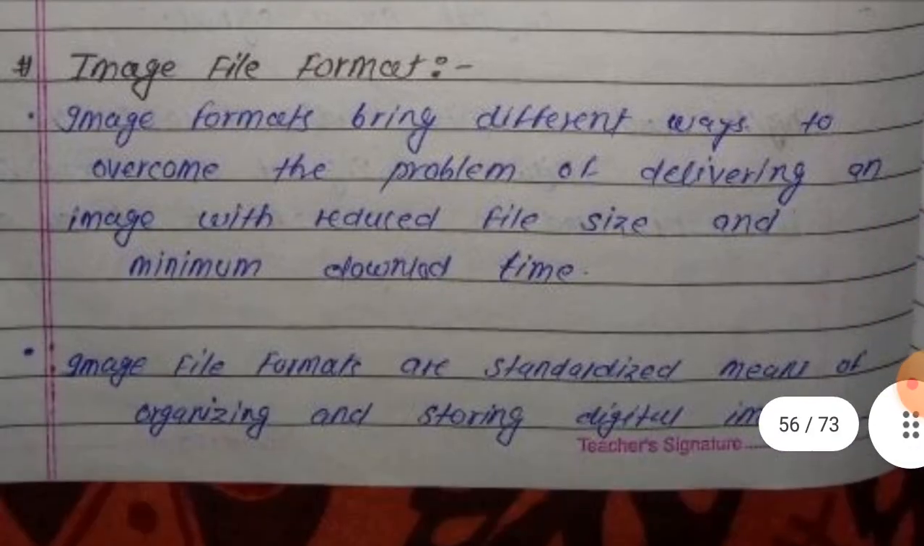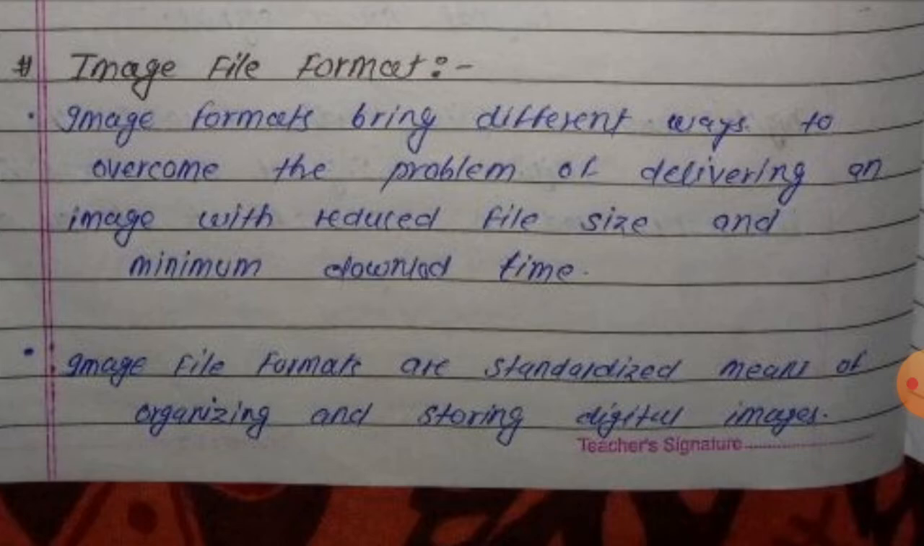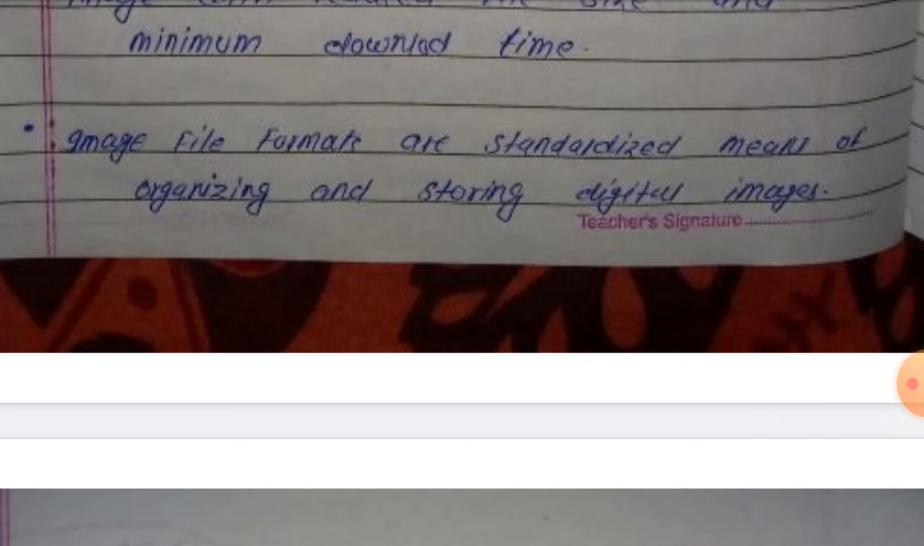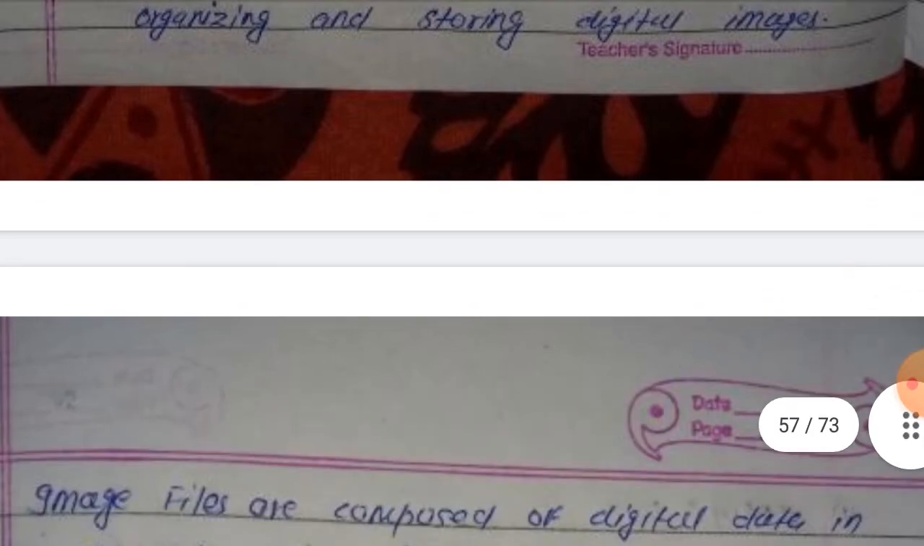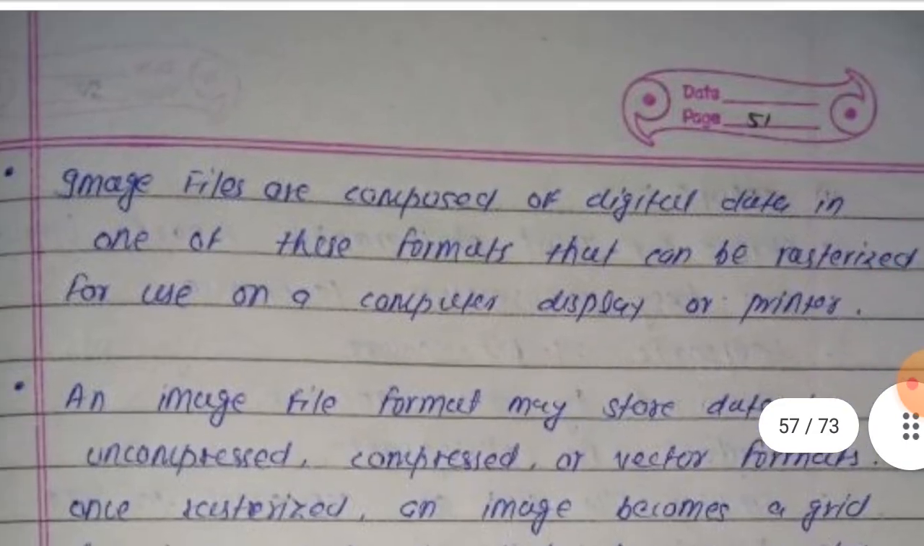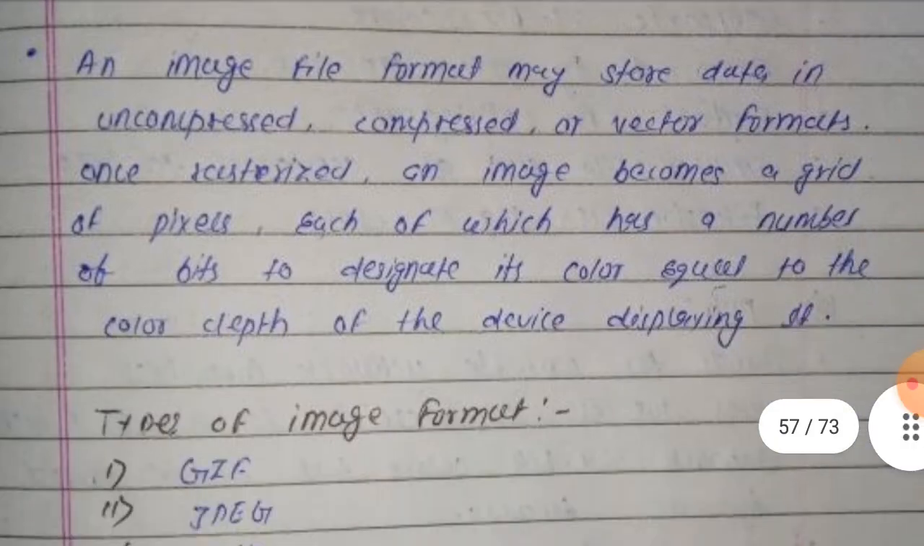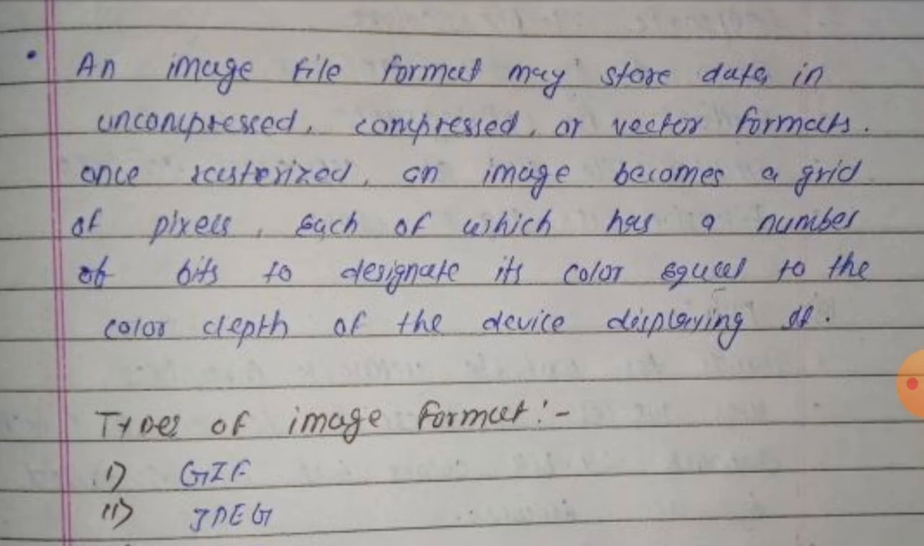Image file format. Image formats bring different ways to overcome the problem of delivering an image with reduced file size and minimum download time. Image file formats are standard means of organizing and storing digital images. Image files are composed of digital data in one of these formats that can be rasterized for use on a computer display or printer. An image file format may store data in uncompressed, compressed, or vector formats.